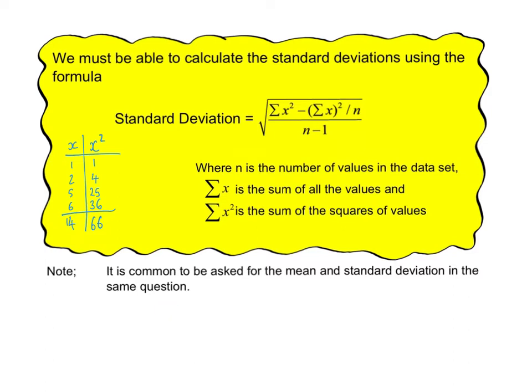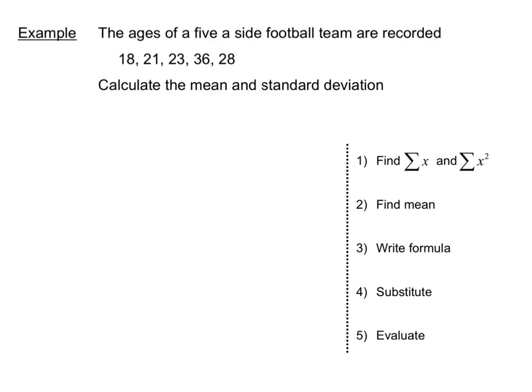So in this example, we're given the ages of a 5-a-side football team, 18, 21, 23, 36 and 28, and we're asked to do 2 things. We're asked to calculate the mean and the standard deviation. Now, there's a bit of crossover in the working between the 2 of those, so we'll start off by creating a table with our values in.